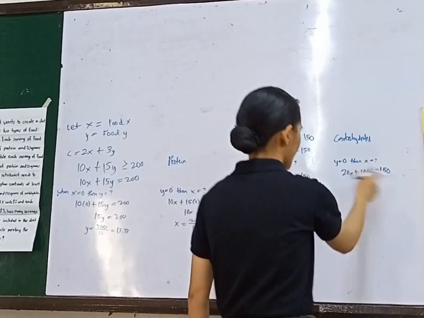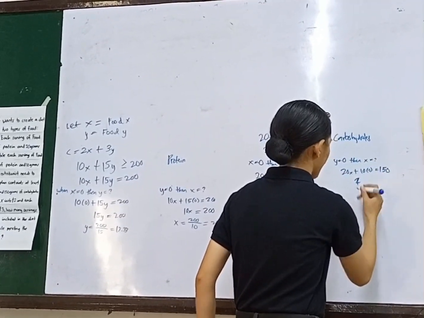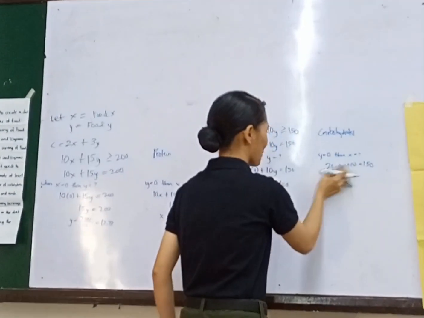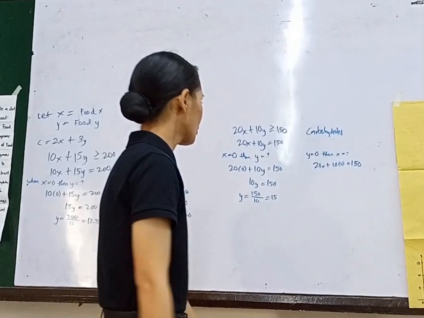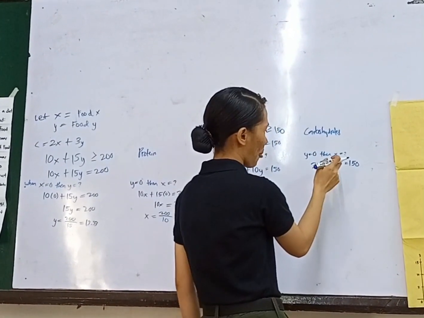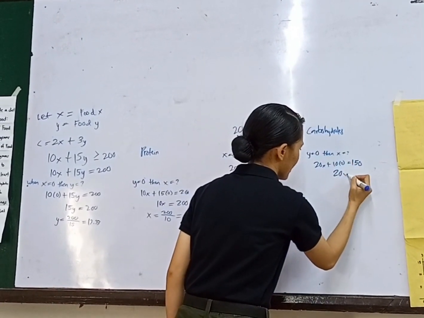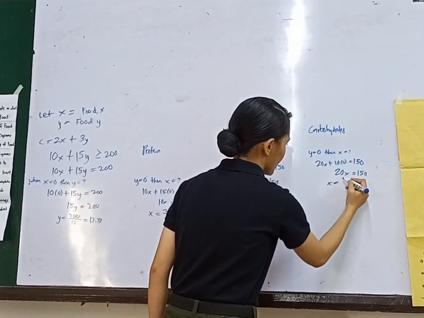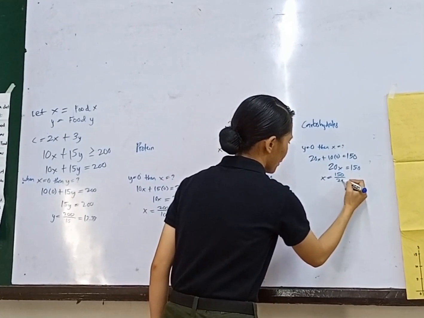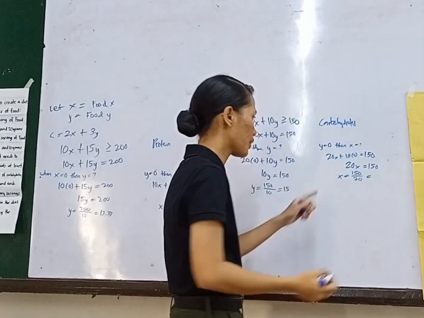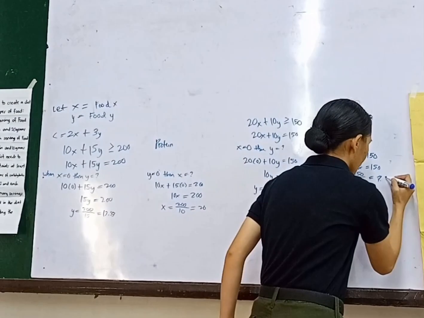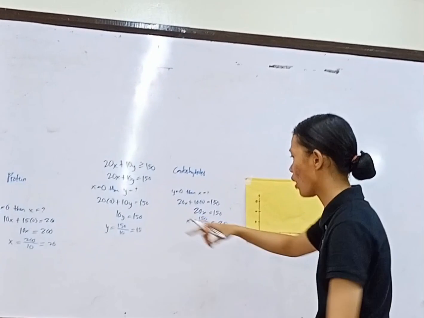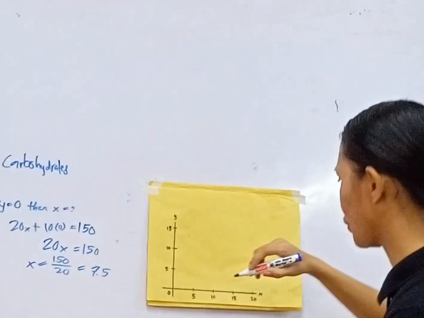And then next, 20x plus 10 times 0 is 20x equals 150, and then we divide: x equals 150 divided by 20, which is 7.5. For the graph, first the y is 13.33.